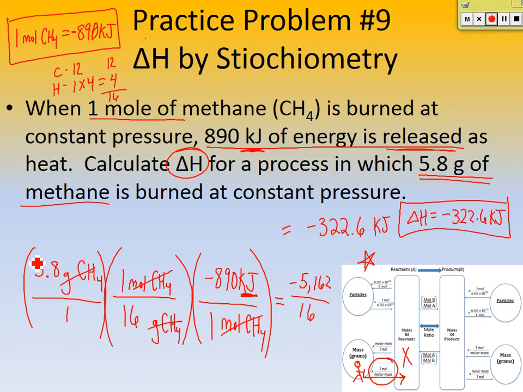We only started with 5.8 grams. That's way less than 1 mole. 1 mole of methane is 16 grams, so we had less of it. So when we reacted, it's not going to release the full 890 kilojoules of heat, only about half of it. Okay, hopefully that makes sense. Let's go to another practice problem.